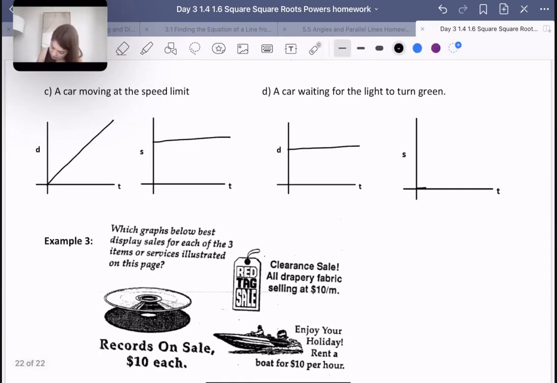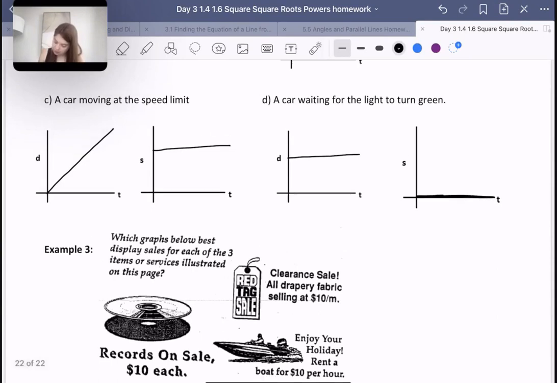They're waiting for the light to turn green, so it would be like this, right? On here, where the time is passing and the speed is zero the entire time. The distance could technically be any certain place as long as the distance stays constant, then we're good.